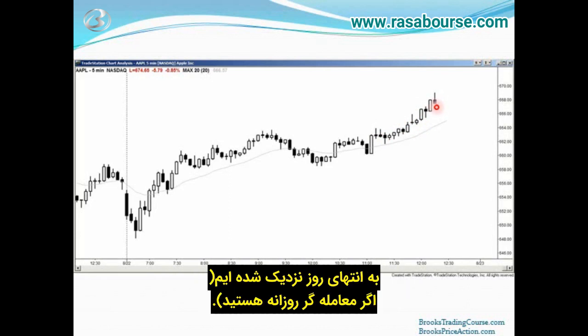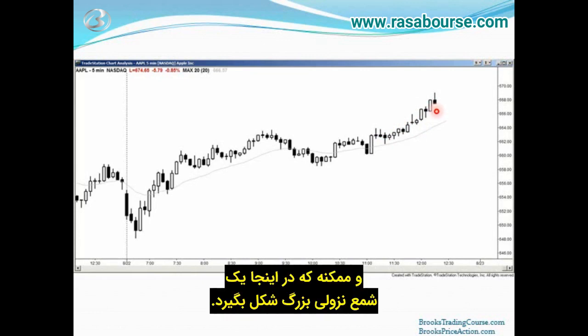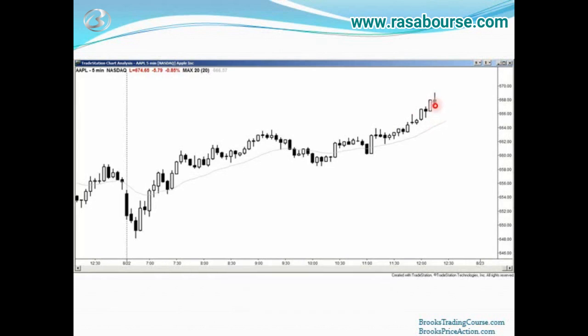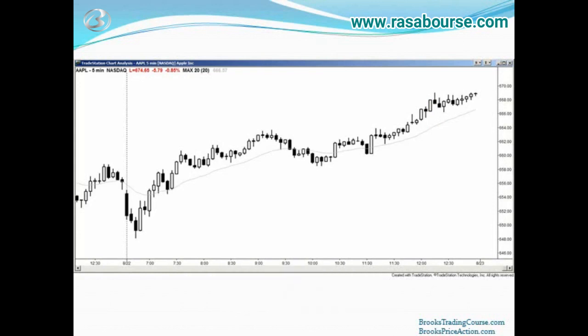The channel up is too tight, I think, to be looking for shorts, but it's strong enough, I think, to exit longs. You need to get out before the close of the day if you're day trading. And it's possible we could get a sharp sell-off here, so I think this is a good location to exit longs 1 tick below the low of that strong bear reversal bar. And we got a slight weak bull channel into the close.